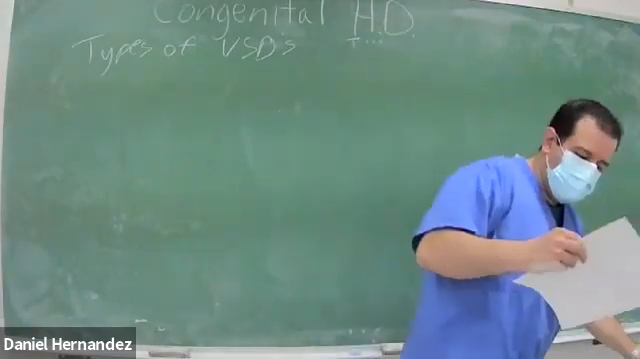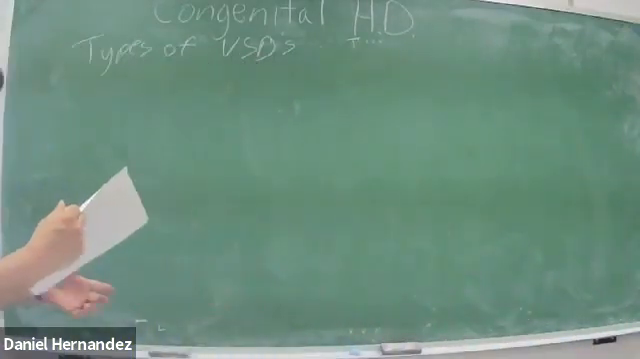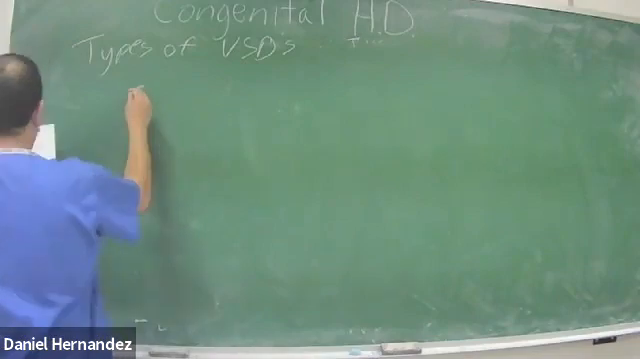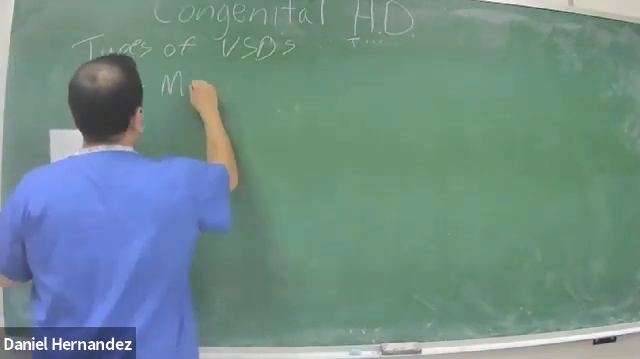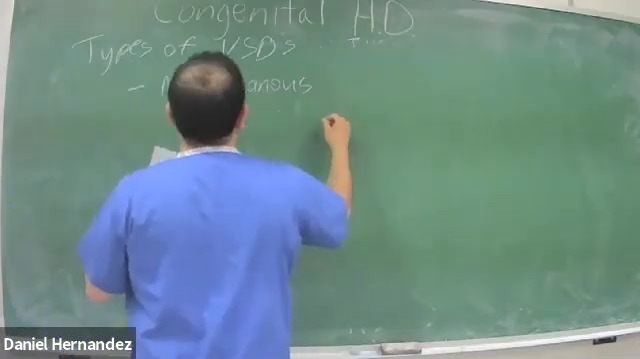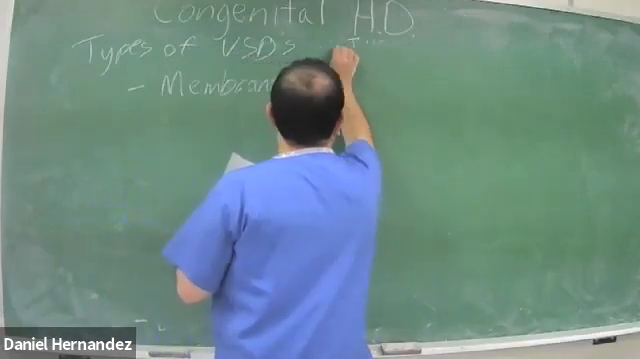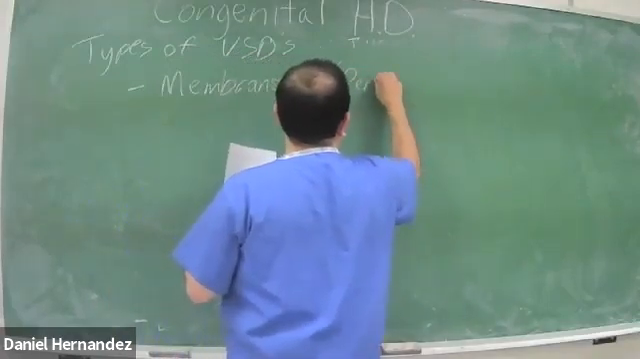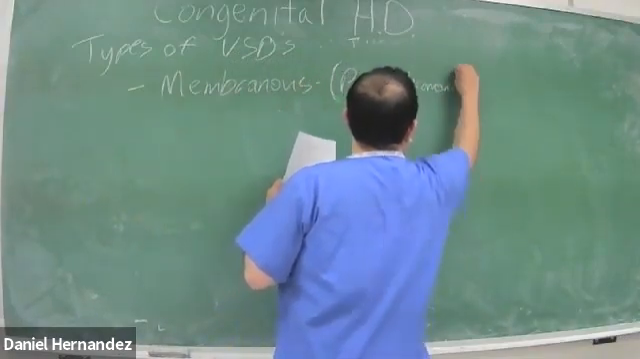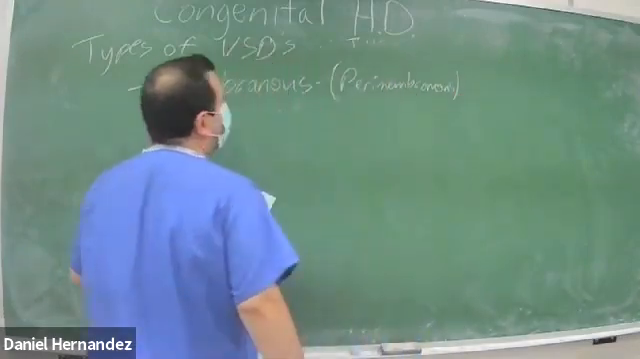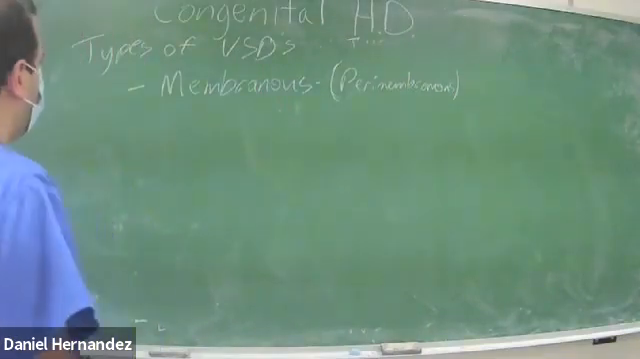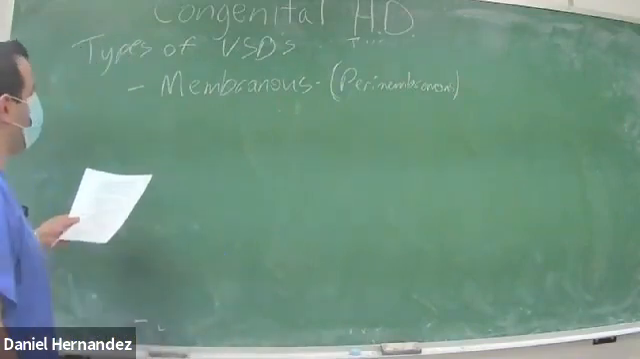So this first type of VSD is called a membranous VSD. When I learned it, it was called a perimembranous VSD. In case you come across that in your reading or the literature, or if you're in a lab that calls it perimembranous, they both mean the same thing. So, membranous VSD.